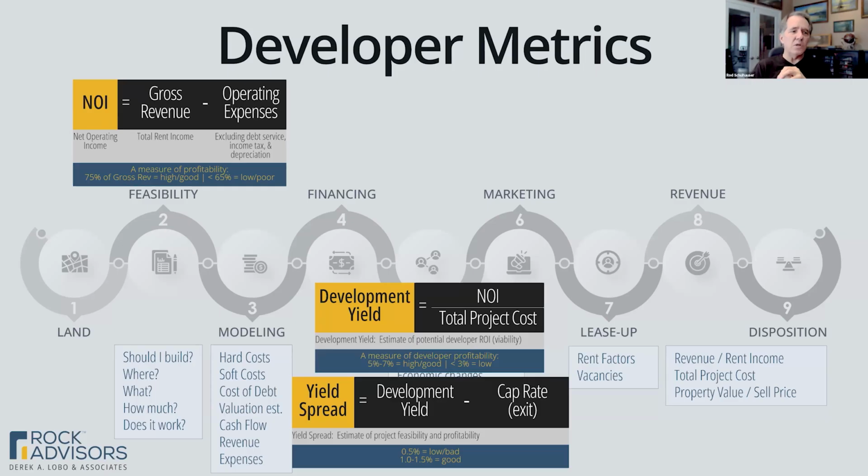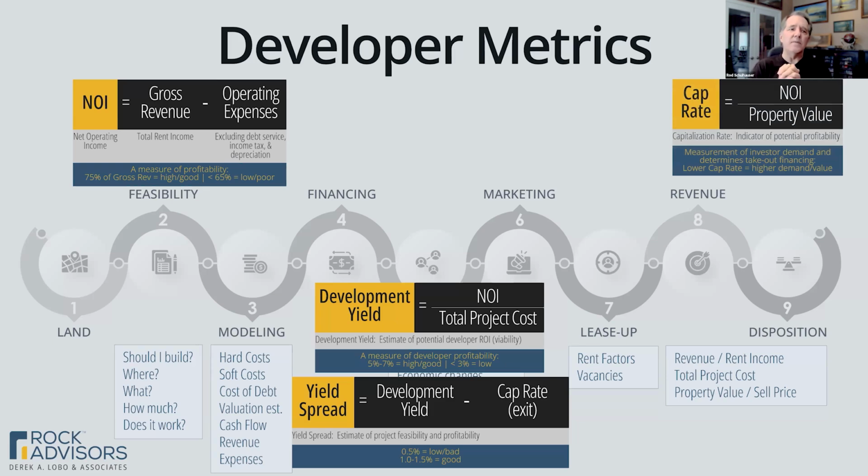Now, the third one is yield spread. It's basically the difference between that development yield and something called the cap rate, which we'll look at next. This looks at the project feasibility and profitability. And you're looking for a good solid 1% or greater, to really look for that separation in the spread, to have more certainty towards profitability.